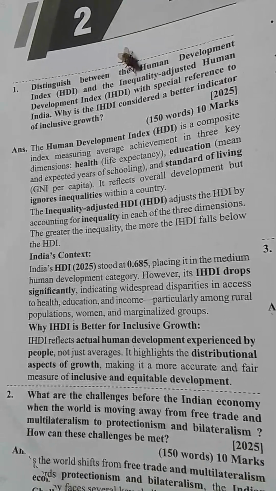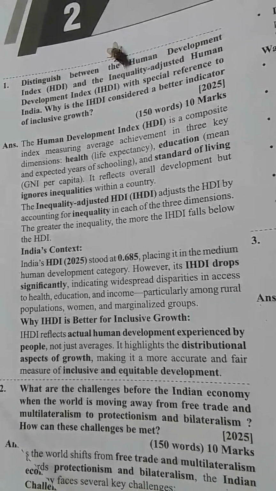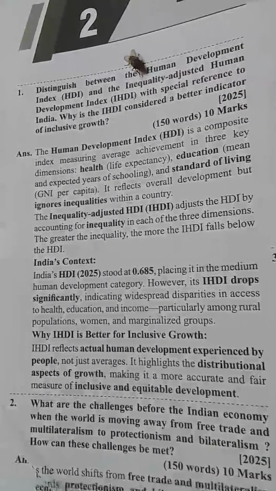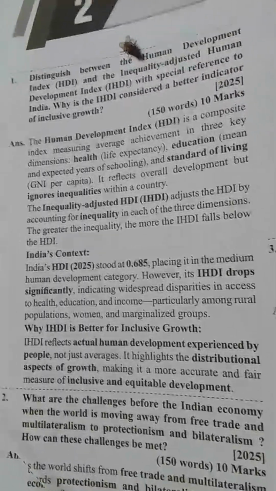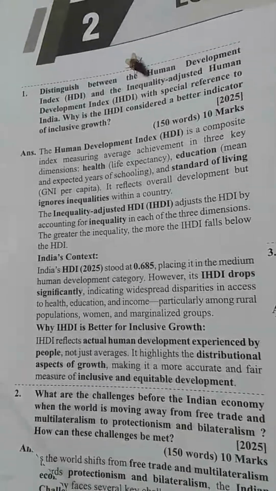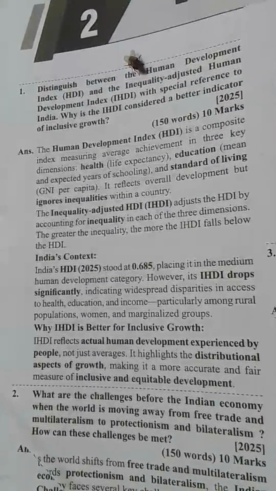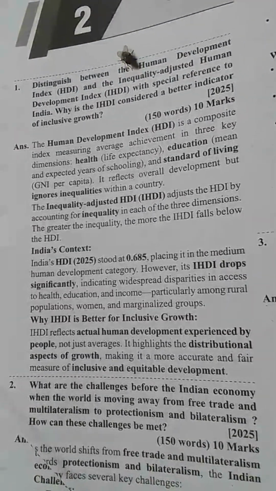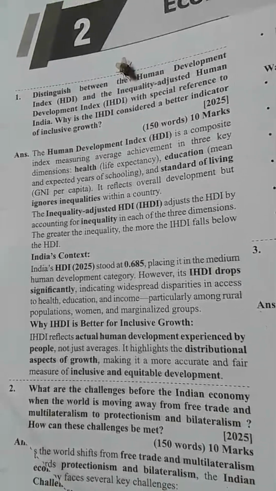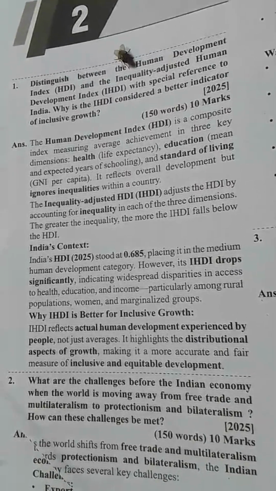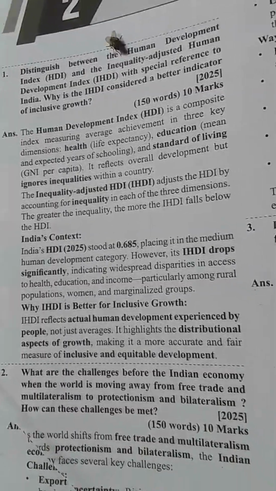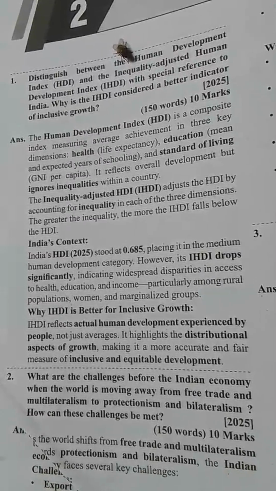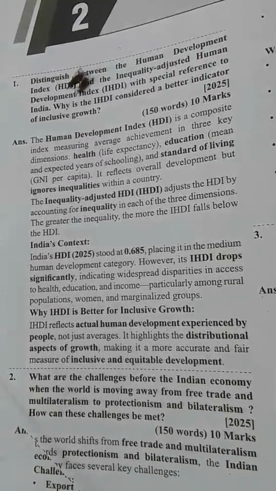India SDI. In the medium human development category, however, this is a composite index measuring average achievement in three keys: health, life expectancy; education, mean and expected years of schooling; standard of living, GNI per capita, gross national income. It reflects overall development but ignores inequality. The ISDI adjusts by accounting for inequality. In each of the three dimensions, the greater the inequality, the more the ISDI falls below the SDI.